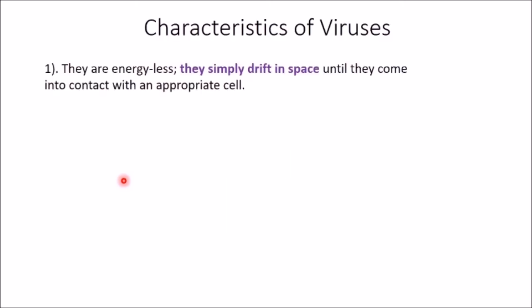So there are some characteristics about viruses that you should know. The first is that they are energyless. They simply drift in space until they come in contact with an appropriate cell that they can infect. Again, they're energyless. One of the characteristics of being alive is having energy and being able to utilize energy and convert energy into different forms. Viruses can't do that. They are not alive.